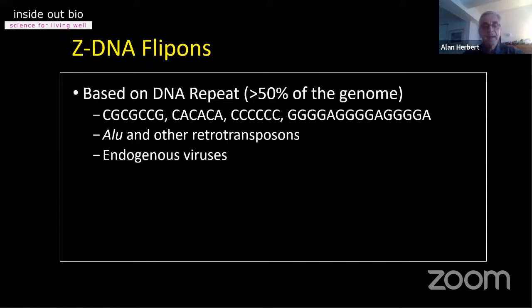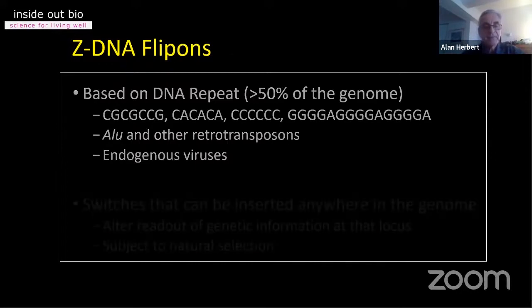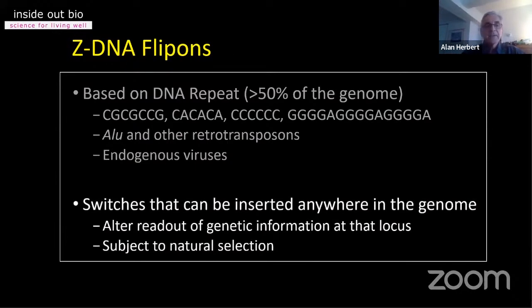So they also have Z-forming elements. And also endogenous viruses end up forming Z-DNA or Z-RNA just because of all the topological problems they have in packaging themselves into protein capsules. So the interesting thing about all these repeat sequences is that they can be spread through the genome relatively easily, either through recombination or through reverse transcription.